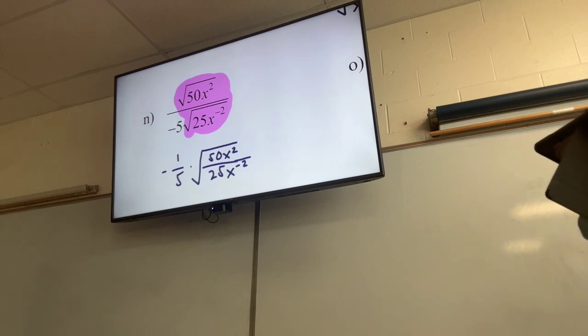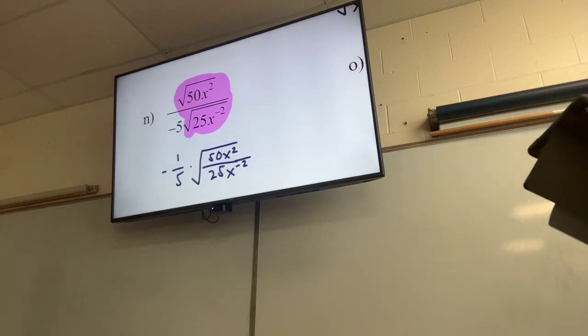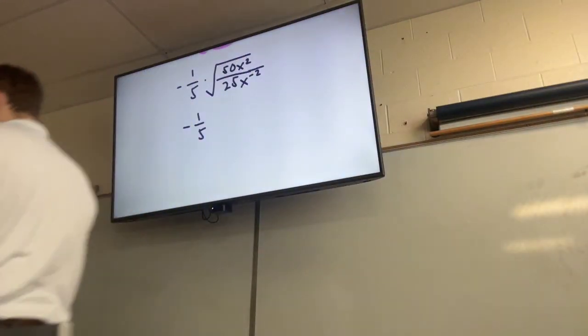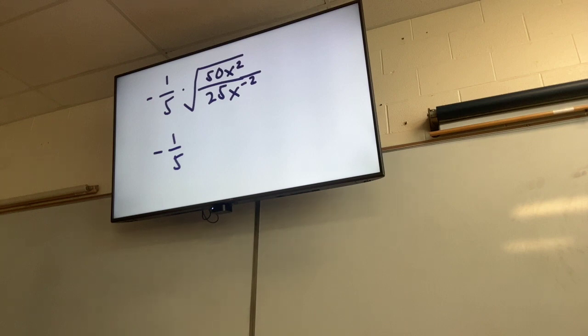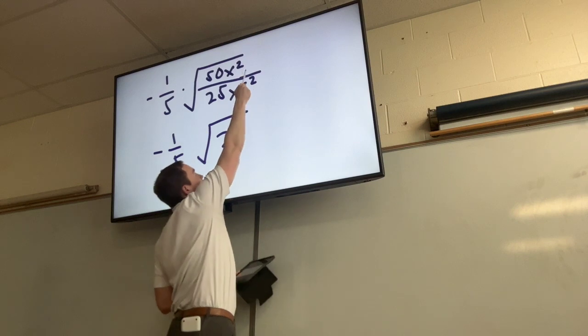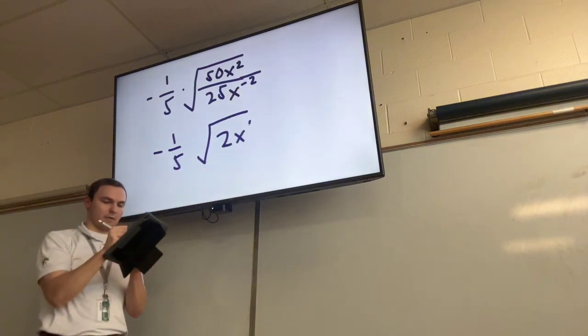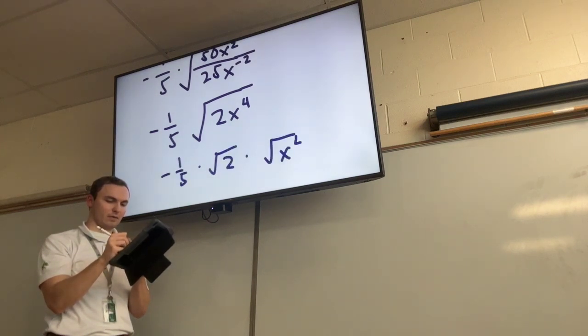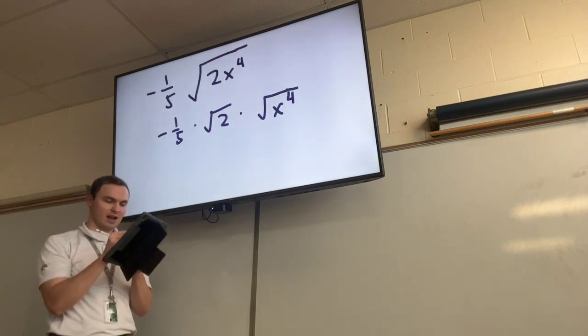Doesn't this become square root of 2 on the inside? Okay, so what's 50 divided by 25? 2. And then what do I do with this x to the negative 2? Move it to the top, it becomes x to the 4th. So that gives me negative 1/5 times the square root of 2 times the square root of x to the 4th. Okay, so negative 1/5 x squared root 2.